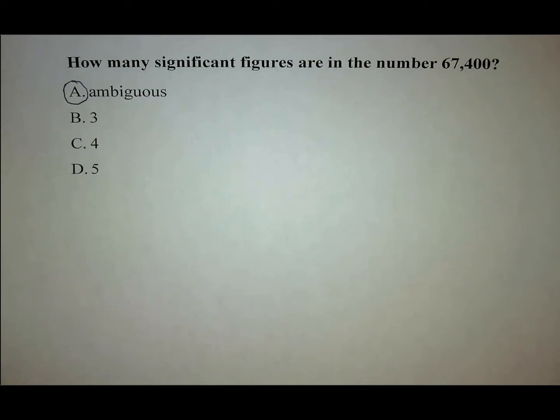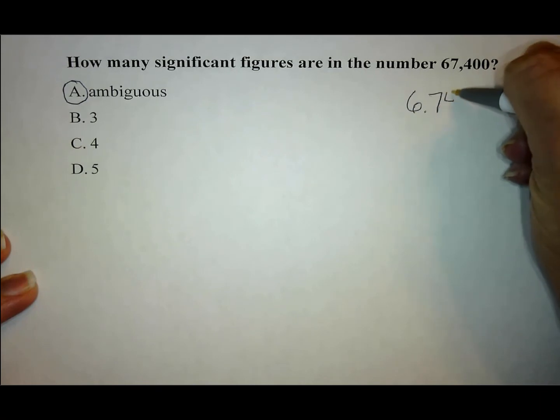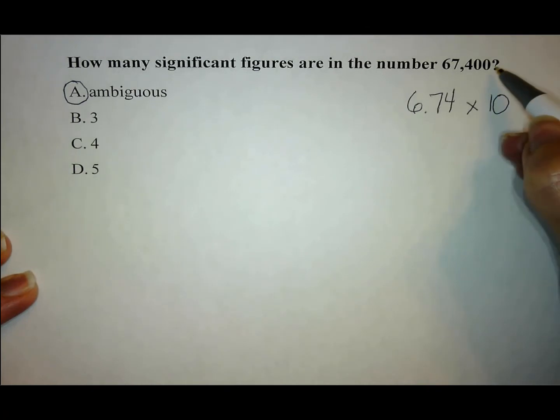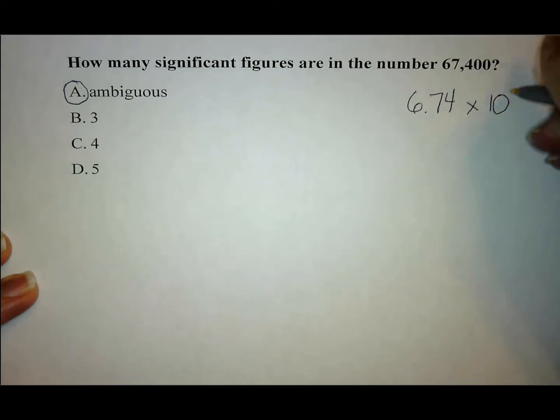If you want to express this number to a certain number of significant figures, the best way to do it is to put it in scientific notation. So if we wanted to express this number to 3 significant figures, the only way to do it is to write it as 6.74 times 10 to the, and we've got 1, 2, 3, 4 places that we're moving over, so it's times 10 to the 4th. That would have 3 significant figures.